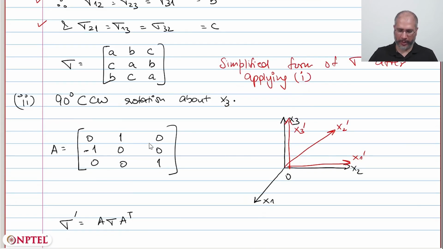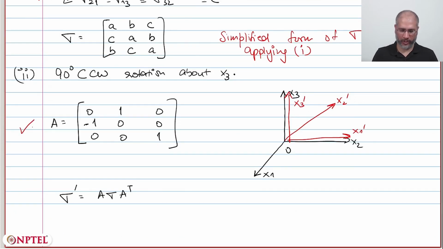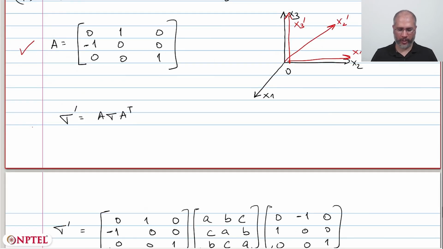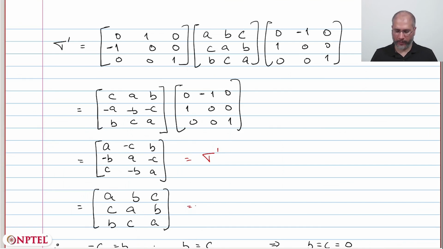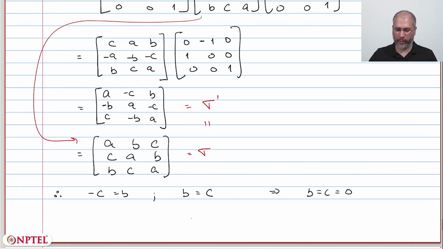So the second transform we apply is a 90-degree counterclockwise rotation about x3. Now that's something we already have discussed, so I'll quickly go through. So we have the matrix A looking like this. You find sigma prime as A sigma A transpose. That gives you this as sigma prime. And as we know that sigma prime is equal to sigma, we write the sigma just the same as what we had here, and they are equal. So when you equate component by component, we don't have to do much. We simply see that B equals minus C and B equals C. So that means C is 0 and so is B.